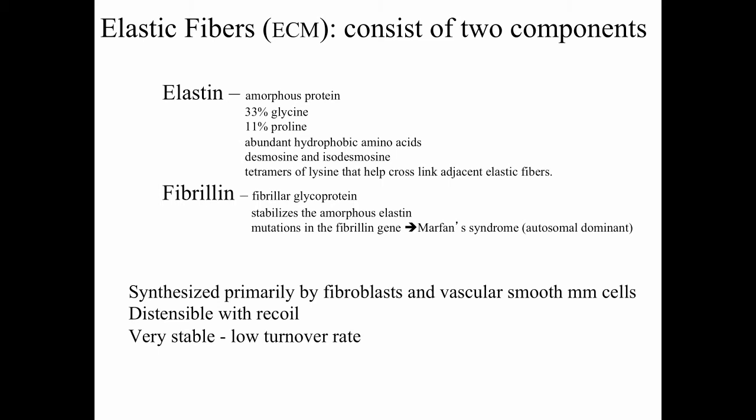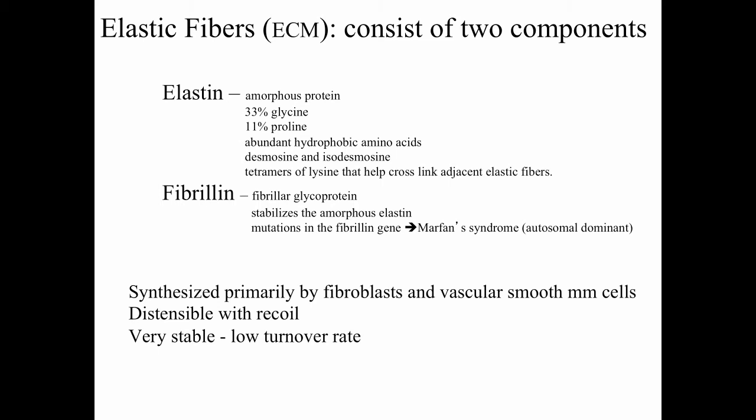And then the fibrillar component of elastin, fibrillin, is actually a glycoprotein. This protein stabilizes the amorphous elastin molecules, and you'll hear about Marfan syndrome later. That's an autosomal dominant mutation where there are mutations in the fibrillin gene. Now, elastin is synthesized primarily by fibroblasts and also by vascular smooth muscle cells. You're going to understand that some blood vessels have a lot of elastic fibers associated with them, and those fibers would be synthesized by the smooth muscle cells.